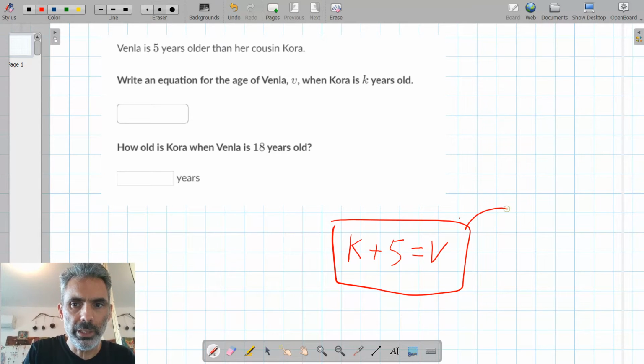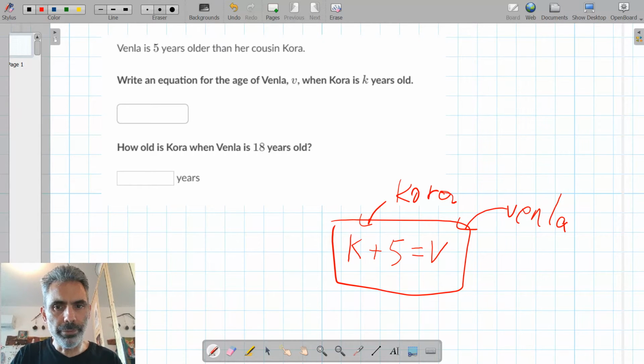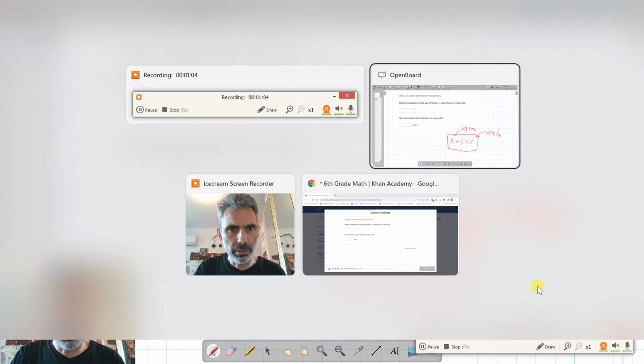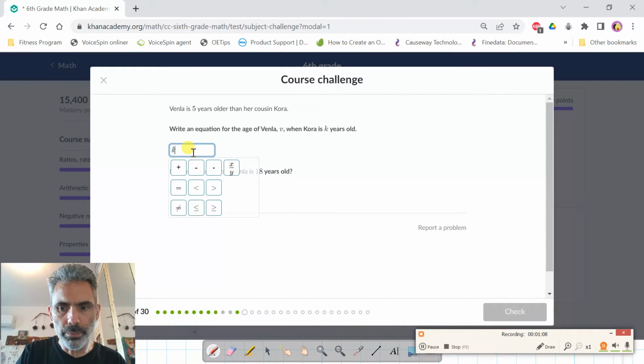Okay, this is the age of Venla. This is the age of Cora. And Cora plus 5 equals the age of Venla. Okay, K plus 5 equals V.